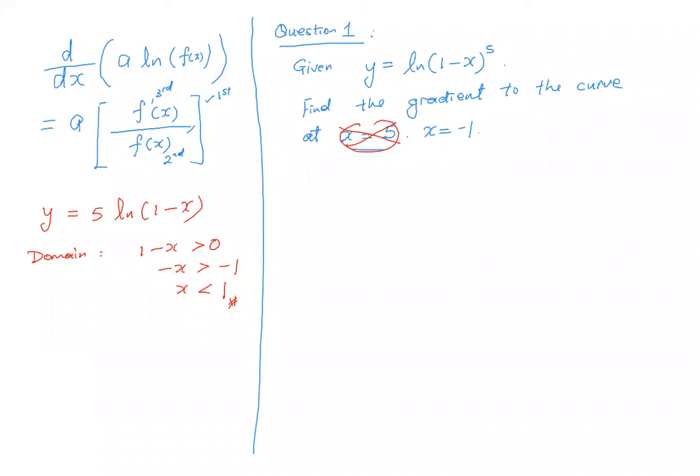Okay, so what we do is, first of all, I told you already, here the power, you should bring down the power. So we have y equal to 5 ln(1 minus x), okay? So next person, Madeline. Okay, so what is the dy/dx? 5. 5.